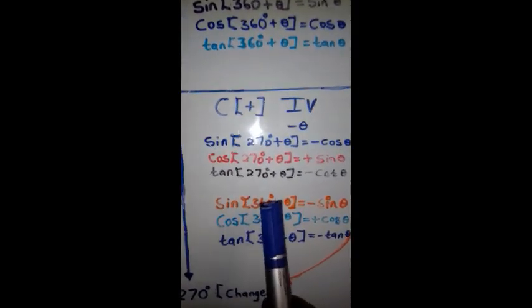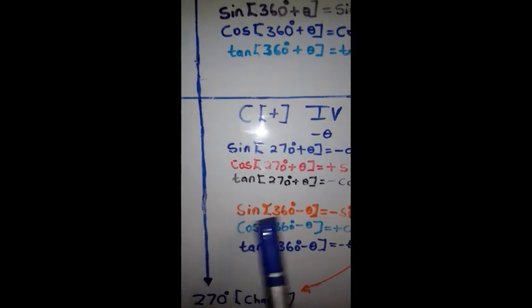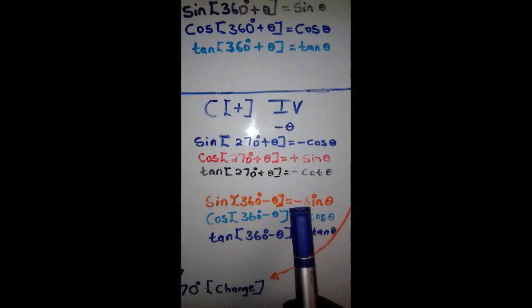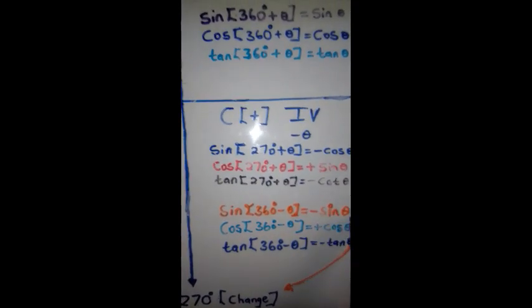Sine 360 degrees minus theta equals negative sine theta. Why? Because sine is negative on the fourth quadrant. 360 means what? It means no change, so it's going to be negative sine theta.